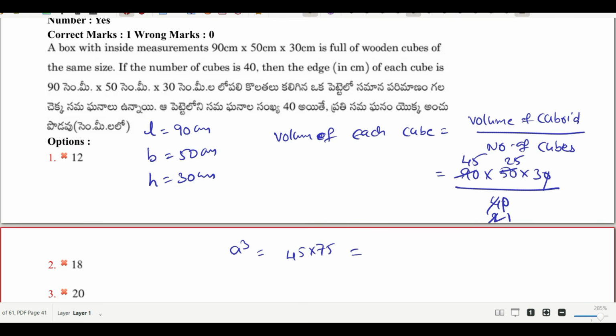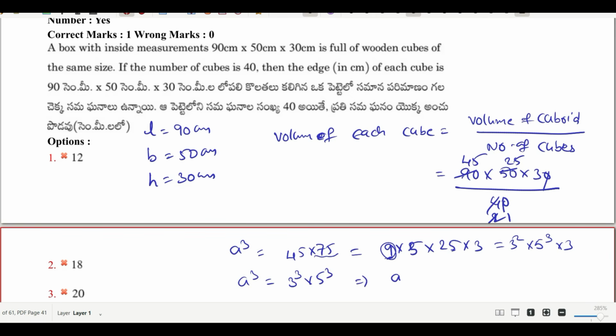This 45 can be written as 9 into 5, 9 5s are 45, and this 75 can be written as 25 into 3. Now this 9 can be written as 3 square, 3 square into 5, and 25 can be written as 5 square, that is 5 cube into 3. So the volume of the cube is given as 3 to the power of 3 into 5 cube.